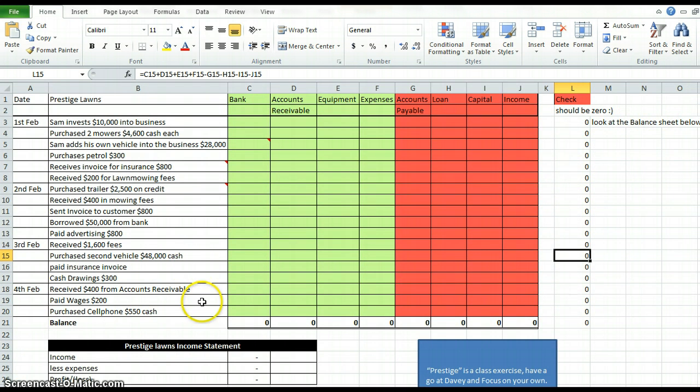So what we're doing today is the accounting equation. On the 1st of February, Sam invests $10,000 into the business. This is the debit side, the green side, the credit side, the red side, and both sides should equal 0. This is my check counter over here.